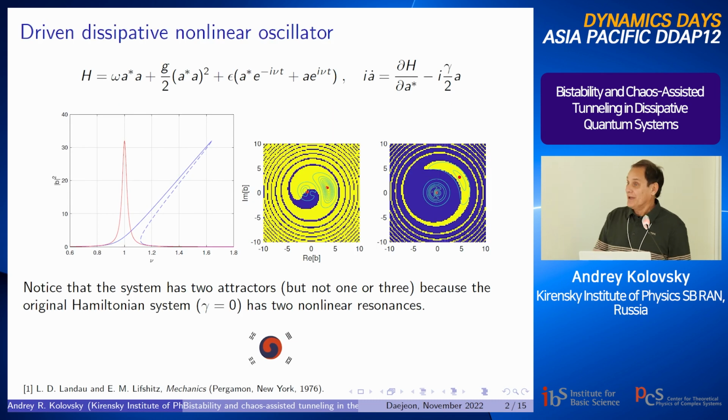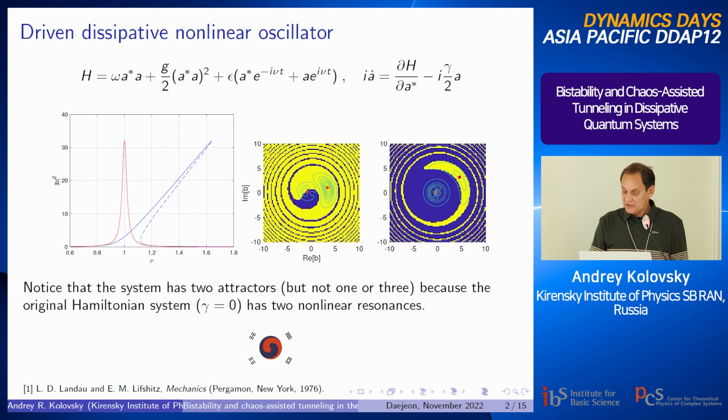So, let me recall to you the notion of bistability. Of course, you all know it, but nevertheless, let me recall it. The paradigm model of classical bistability is a nonlinear driven oscillator which is subject to friction. You can find this problem in the first volume of Landau-Lifshitz, Mechanics, which is a very, very old problem.